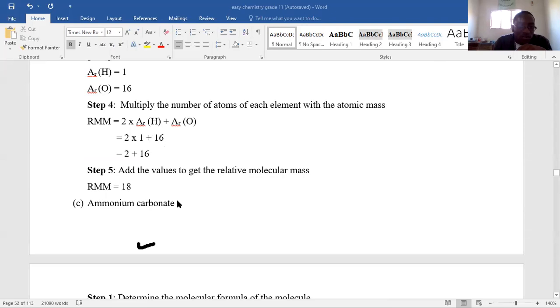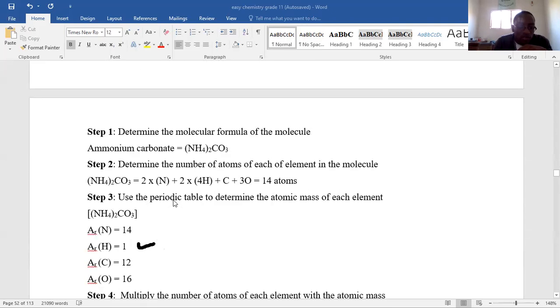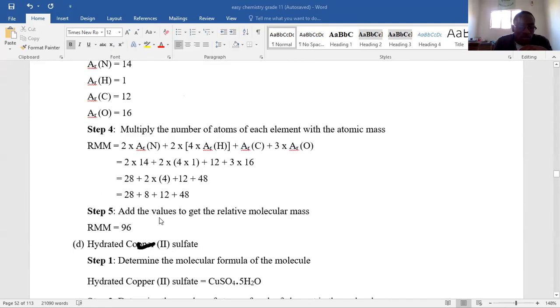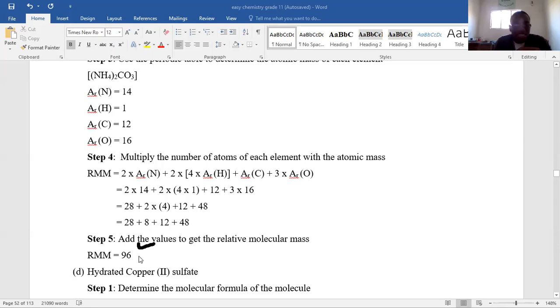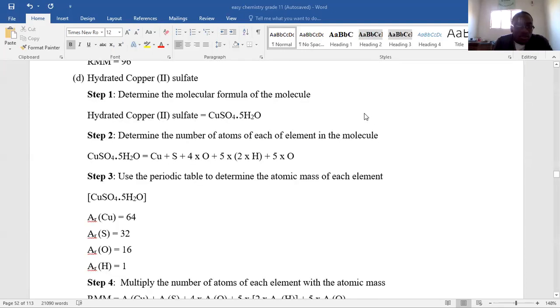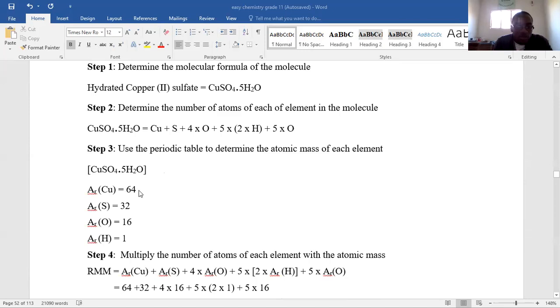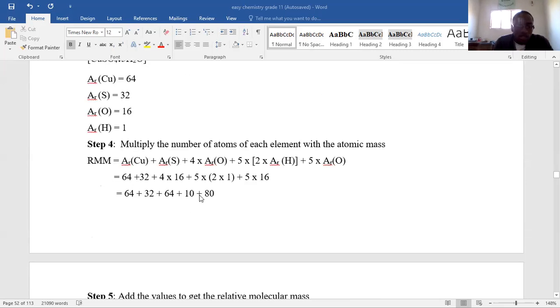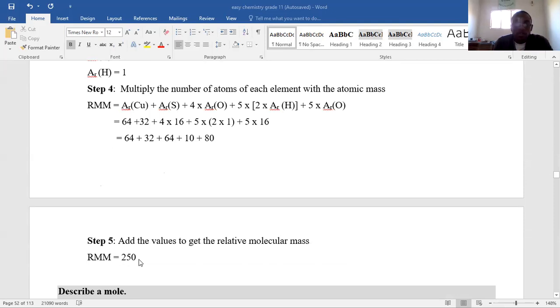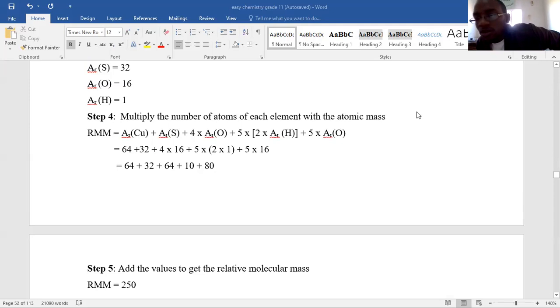Going down for ammonium carbonate, following the same procedure, you notice that we got the mass of 96. So you can try out hydrated copper 2 sulfate, which I'm sure you did. So let's just compare the answer. So copper 2 sulfate, those are the respective masses: copper 64, sulfur 32, oxygen 16, hydrogen 1. So when you put them together, you're going to get 250. So basically that is how we calculate the relative molecular mass of formulas and molecules.